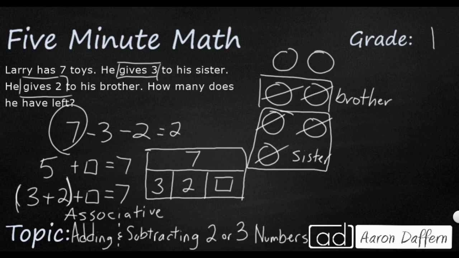So what we could do is we can say 5 plus our unknown number equals 7. You can use these little parentheses to group 2 numbers together and go ahead and add them first. Now it's 5 plus blank. Well, that's a fact that we know. And it's going to be 5 plus 2.